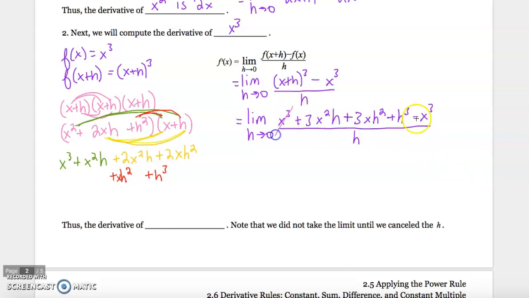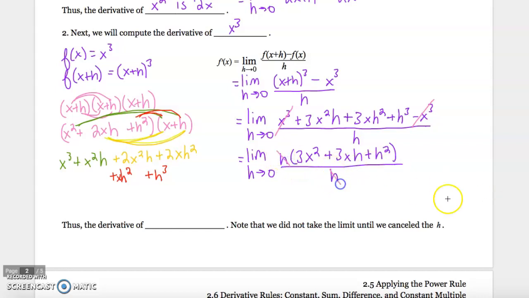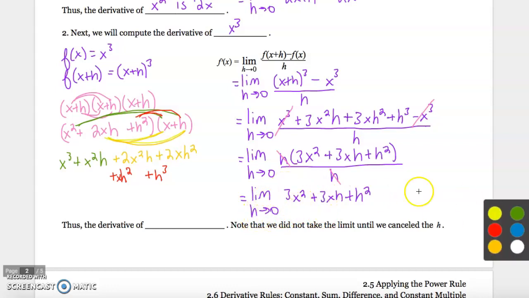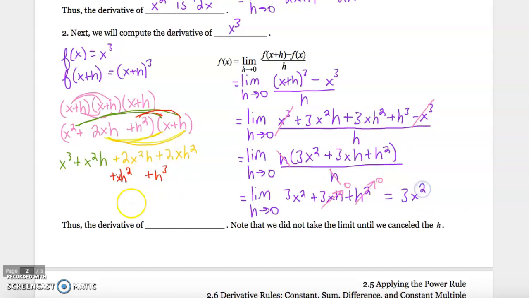All right, stuff that cancels. My x cubed and my x cubed go away. So then I have a GCF of an h in my numerator, which is good, because once I pull that h out of these 3 terms, I'll be left with 3x squared plus 3xh plus h squared, all over h still. So then those cancel out. So then really I'm finding the limit as h approaches 0 of 3x squared plus 3xh plus h squared. And when I plug in h approaching 0 to find the limit, this goes to 0, and this goes to 0. So then my final answer would just be 3x squared. Thus, the derivative of x cubed is 3x squared.